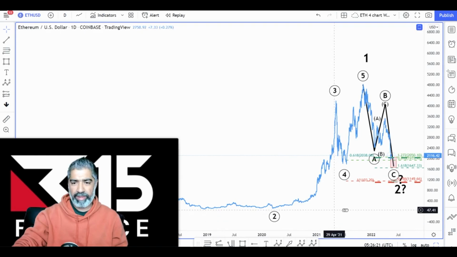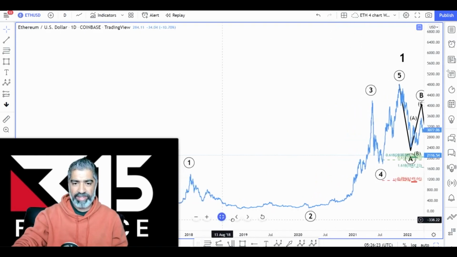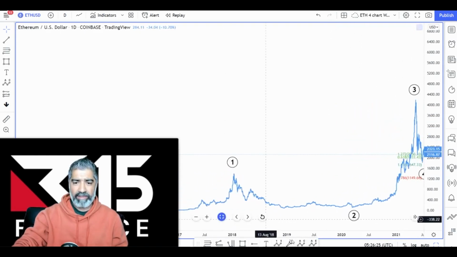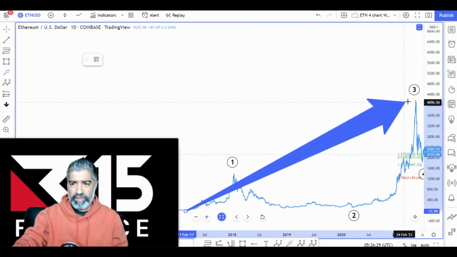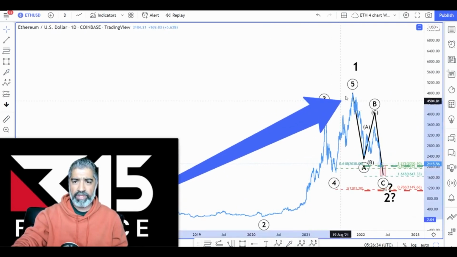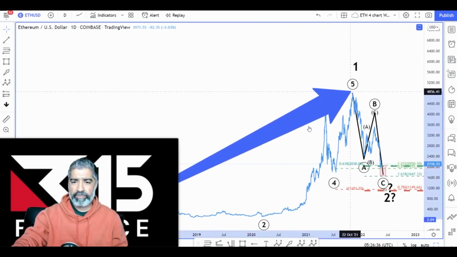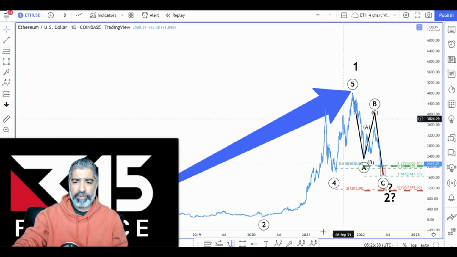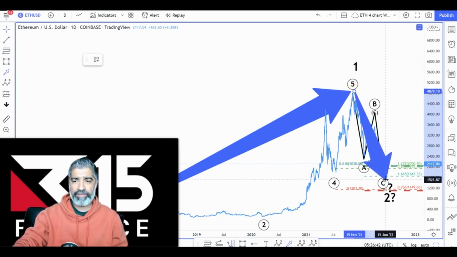Now, part of the problem here is we've got so much data on here, 2017, so far back here. I'm just going to need to draw it like this. I'll do it in two parts. This move to the upside is referred to as a wave 1. And then this move to the downside, where it looks like we're forming and completing a wave 2.